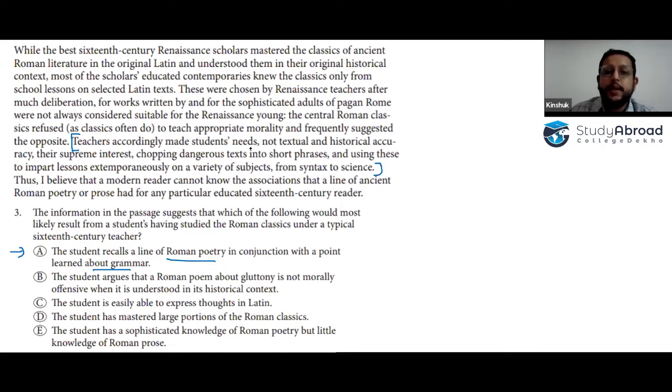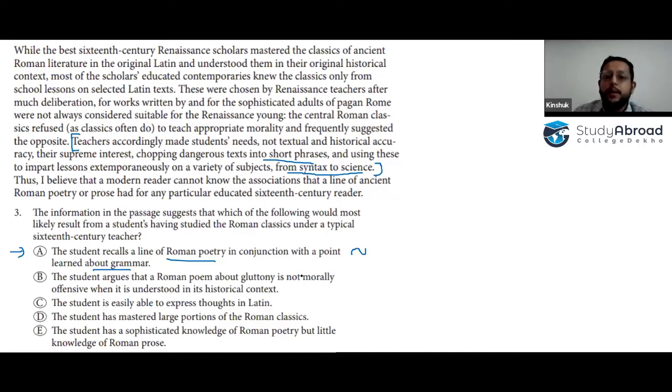The sentence says that the accuracies were not important. Now they were chopping it down into short phrases. And what were they using it for? They were using it for teaching them syntax. Now syntax is a grammatical subject, and poetry is there in the ancient texts, in the classical texts. So of course this could be a possible answer. At the first go, you might not have thought of it, but yes, there is a possibility to it.